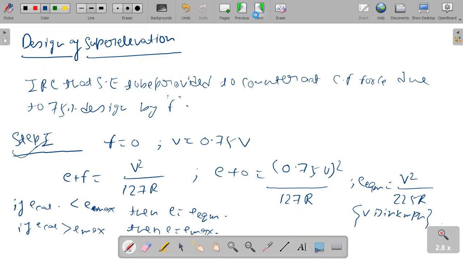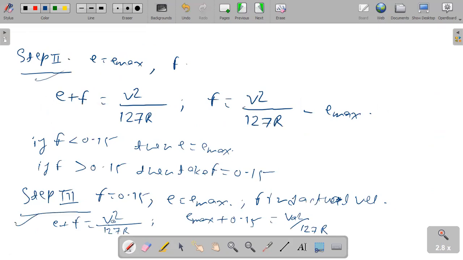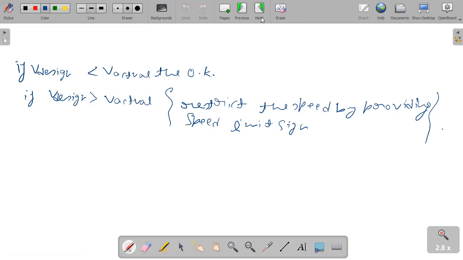Step one, here we have step 2 and step 3. Do remember these steps for better simplicity during the solving of numericals. Okay, let's move forward, and our next topic is the radii of horizontal curve.